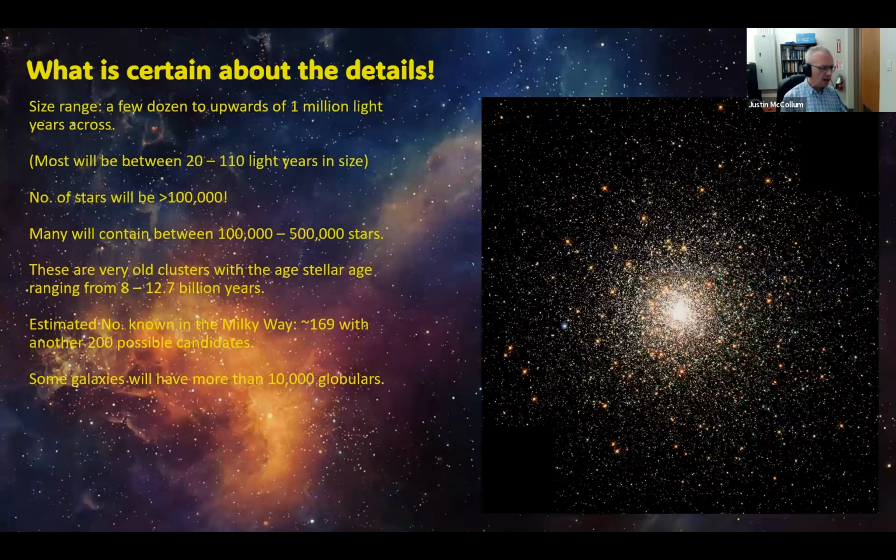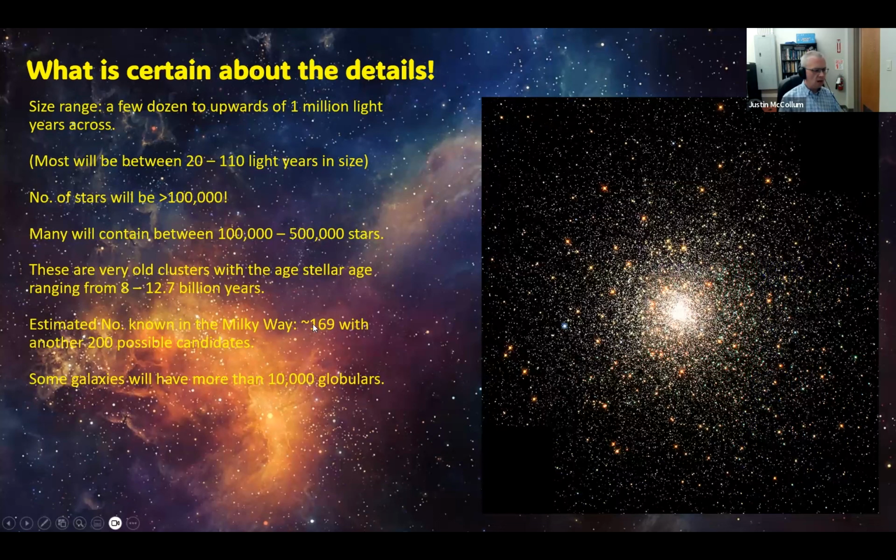Now, the size range, they can be anywhere from a few dozen up to about 1 million light years. When they're a million light years across, like Omega Centauri, they could be the remnant of a dwarf galaxy when material gets torn off. In terms of the size, most of them will be between 20 to 110 light years, but there are some that are a few hundred light years across. Number of stars will be over 100,000. Many will be between 100,000 and 500,000 stars, between 8 to 12.7 billion years old.